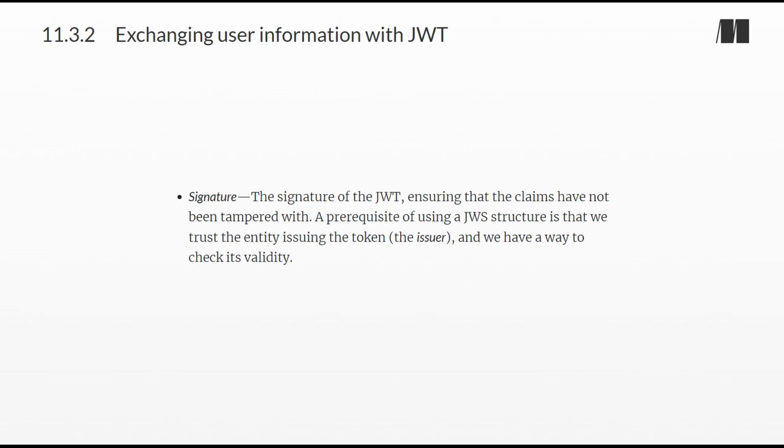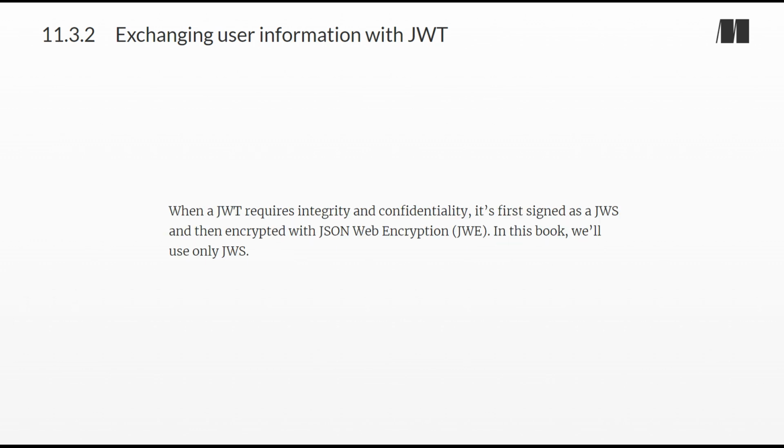A prerequisite of using a JWS structure is that we trust the entity issuing the token, the issuer, and we have a way to check its validity. When a JWT requires integrity and confidentiality, it's first signed as a JWS and then encrypted with JSON Web Encryption, JWE. In this book, we'll use only JWS.